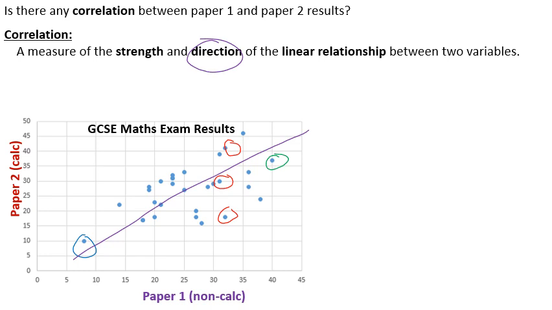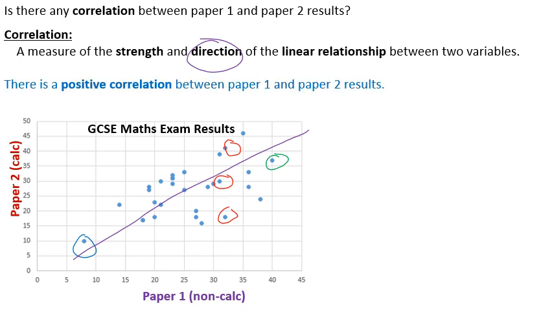But given that the two papers are supposed to be testing some other underlying thing, the students' innate mathematical understanding and ability to apply it, it seems reasonable that there will be a correlation between the two. In this particular case, we would describe that as a positive correlation.